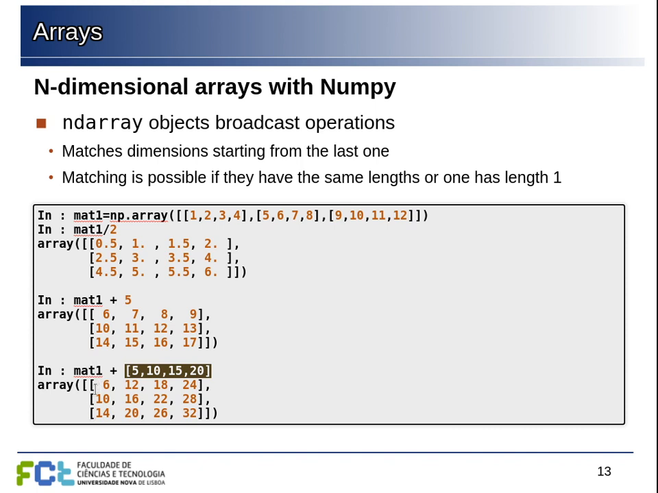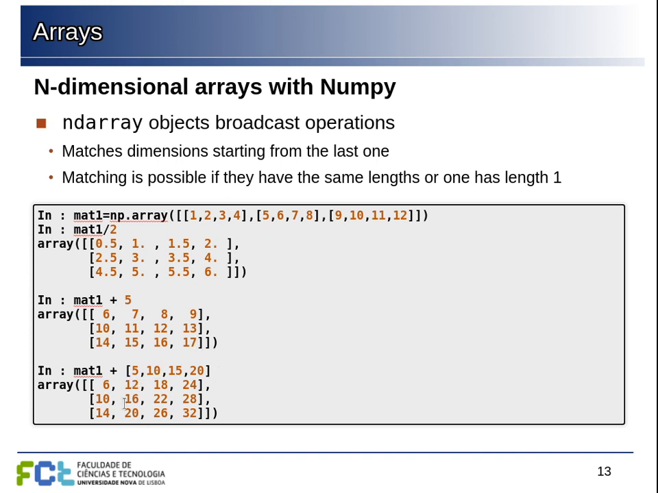So this means that for each row in your matrix, you are adding this array, which is add 5 to the first element, add 10 to the second element, 15 to the third, and so on. So since the first element was 1, we add 5 and we get 6 there. The second element was 2, we add 10, so we get 12, and so on.